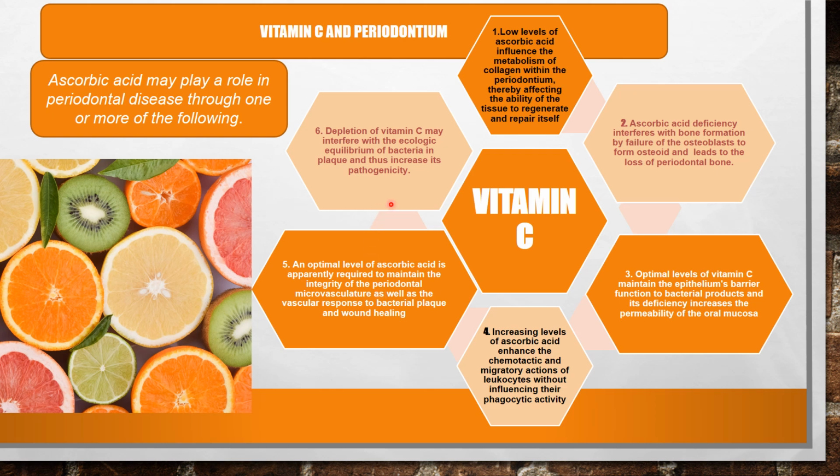The sixth one is that depletion of vitamin C may interfere with the ecological equilibrium of the bacterial plaque, and thus increase its pathogenicity. So if it interferes with the equilibrium, there will be increased pathogenicity. So these are the 6 roles.